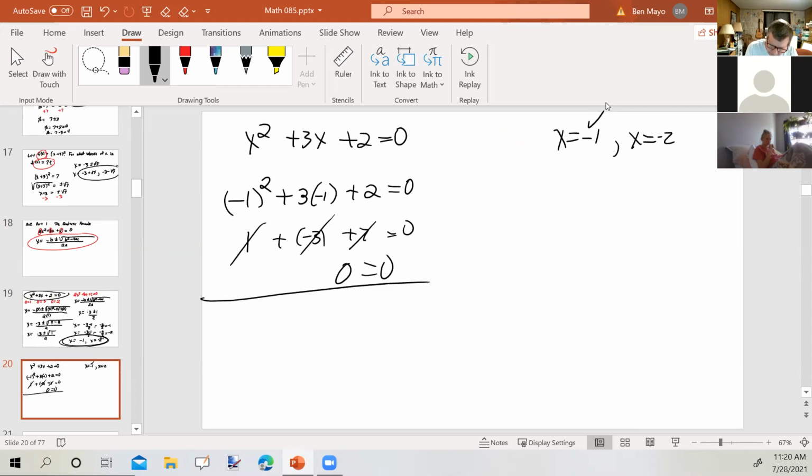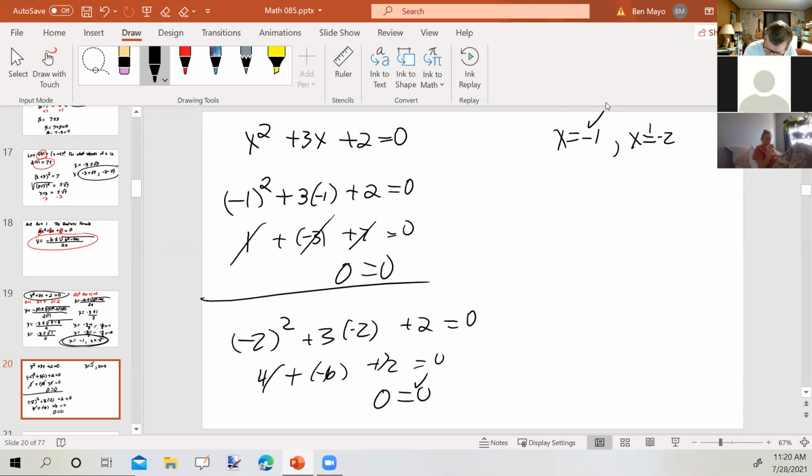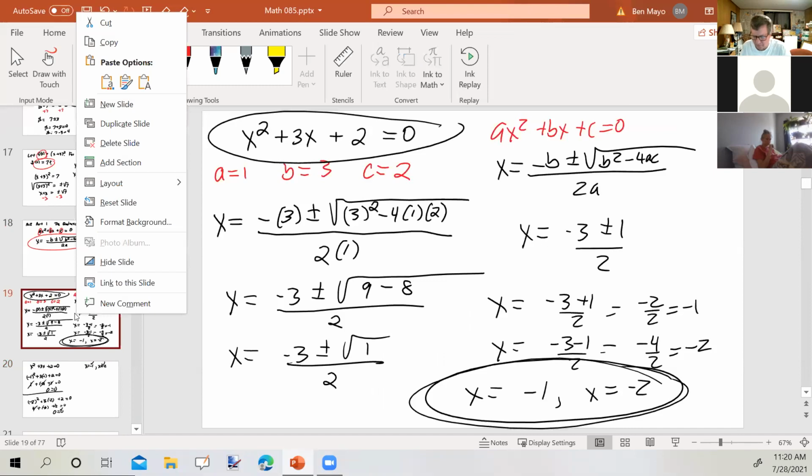Let's do the second one, -2. -2, the quantity squared, plus 3 times -2, plus 2 equals 0. -2, the quantity squared is 4. 4 plus -6 plus 2, 6 minus 6, 0 equals 0. So they both check. And I'm going to go back to this page in case anybody's still needing to write that down.